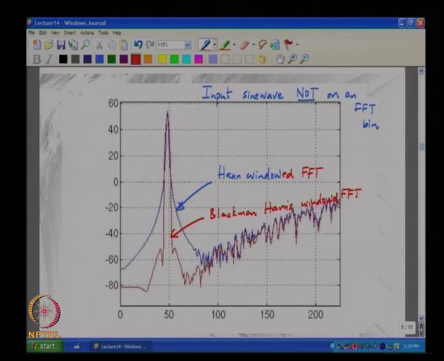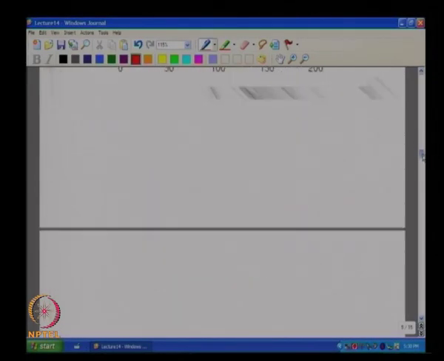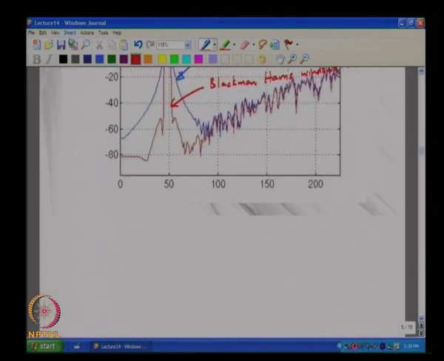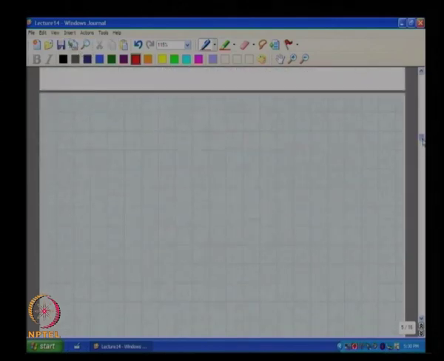And this makes sense when you look at the shapes of the Fourier transforms of the window functions that we saw. We saw that the Blackman-Harris window Fourier transform falls off much more rapidly than the Fourier transform of the hand window. This is clear. So now we have seen the properties of various windows. So let us discuss where you would want to use which one.